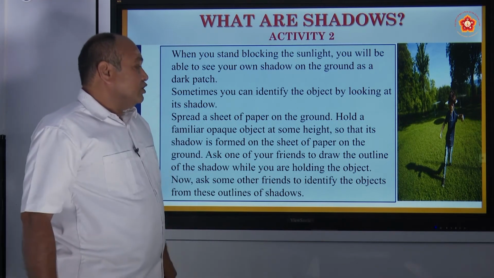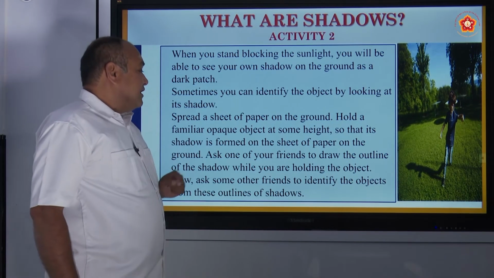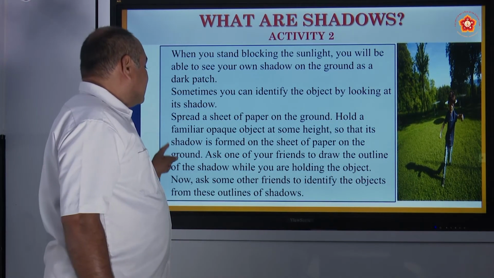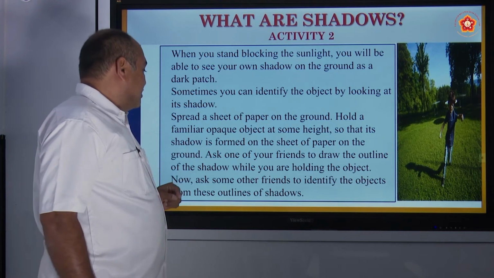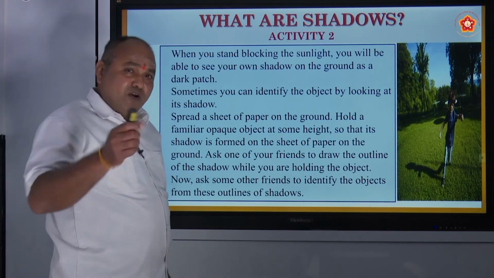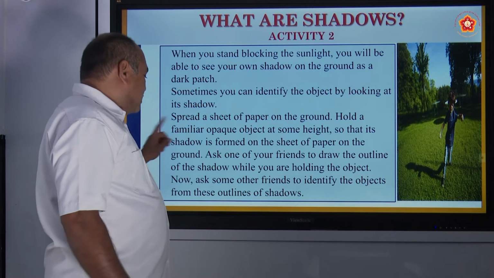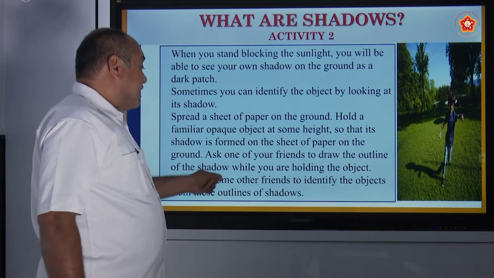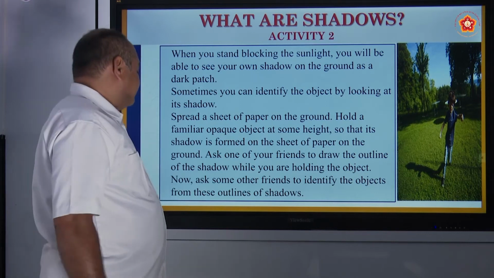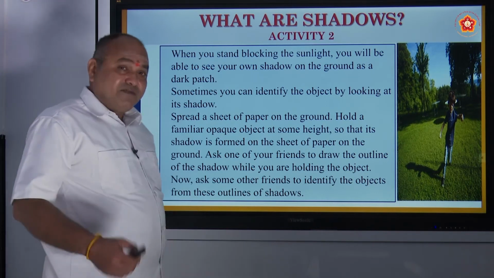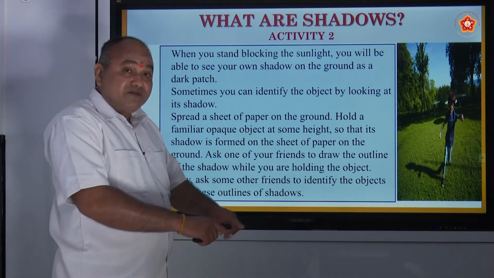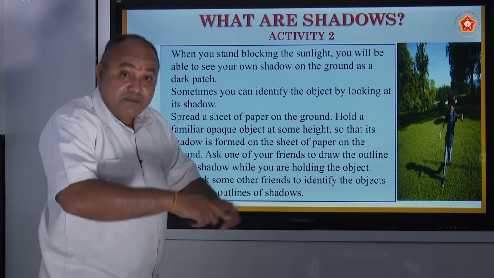Spread a sheet of paper on the ground. Hold a familiar opaque object at some height so that its shadow is formed on the sheet of paper on the ground. Ask any of your friends to draw the outline of the shadow while you are holding the object. Now, ask some other friends to identify the objects from these outlines of the shadows that you projected on the paper.